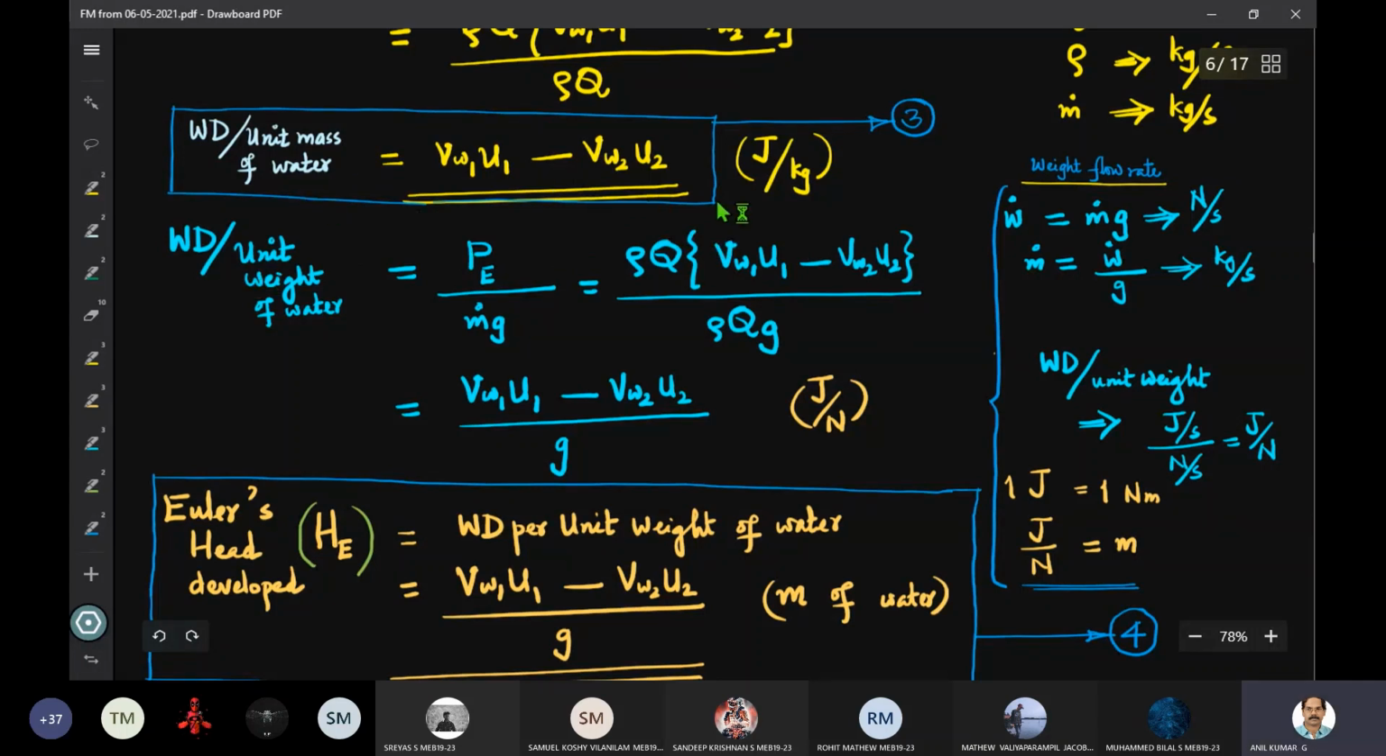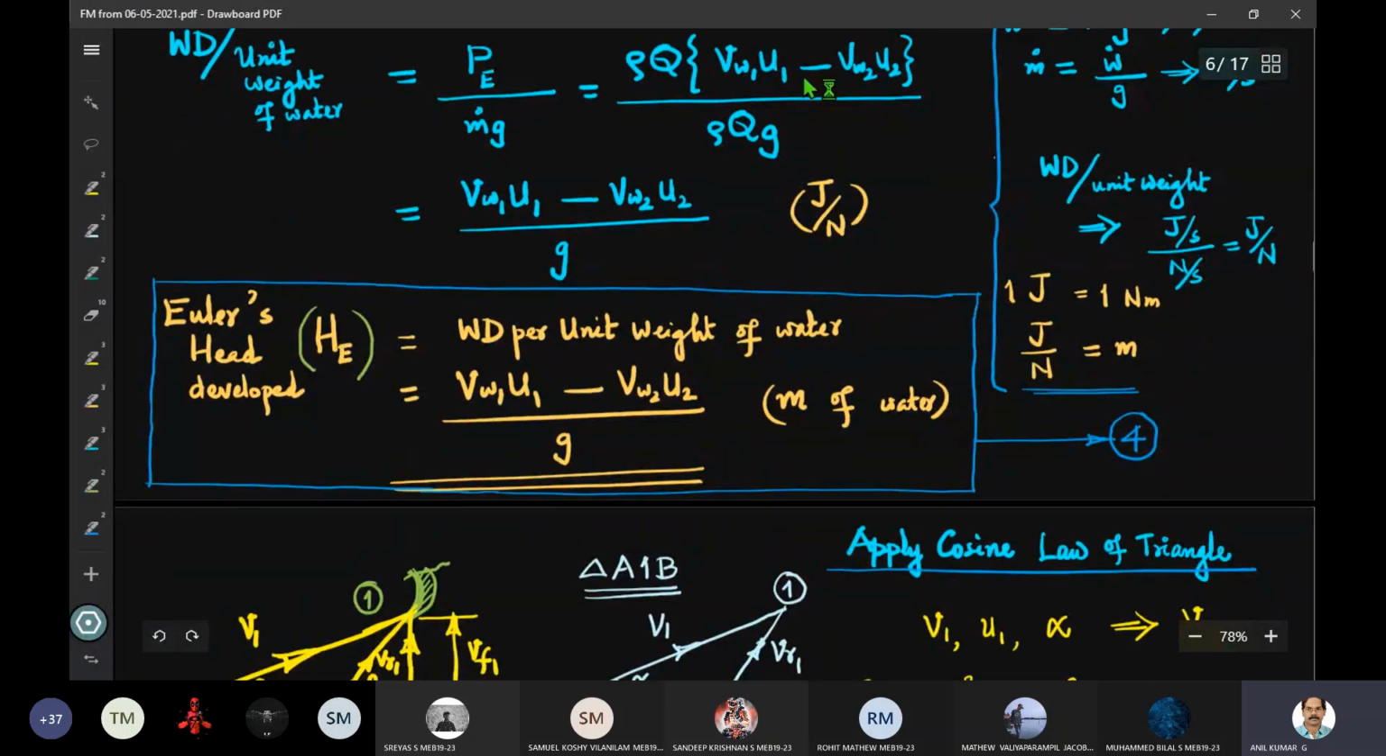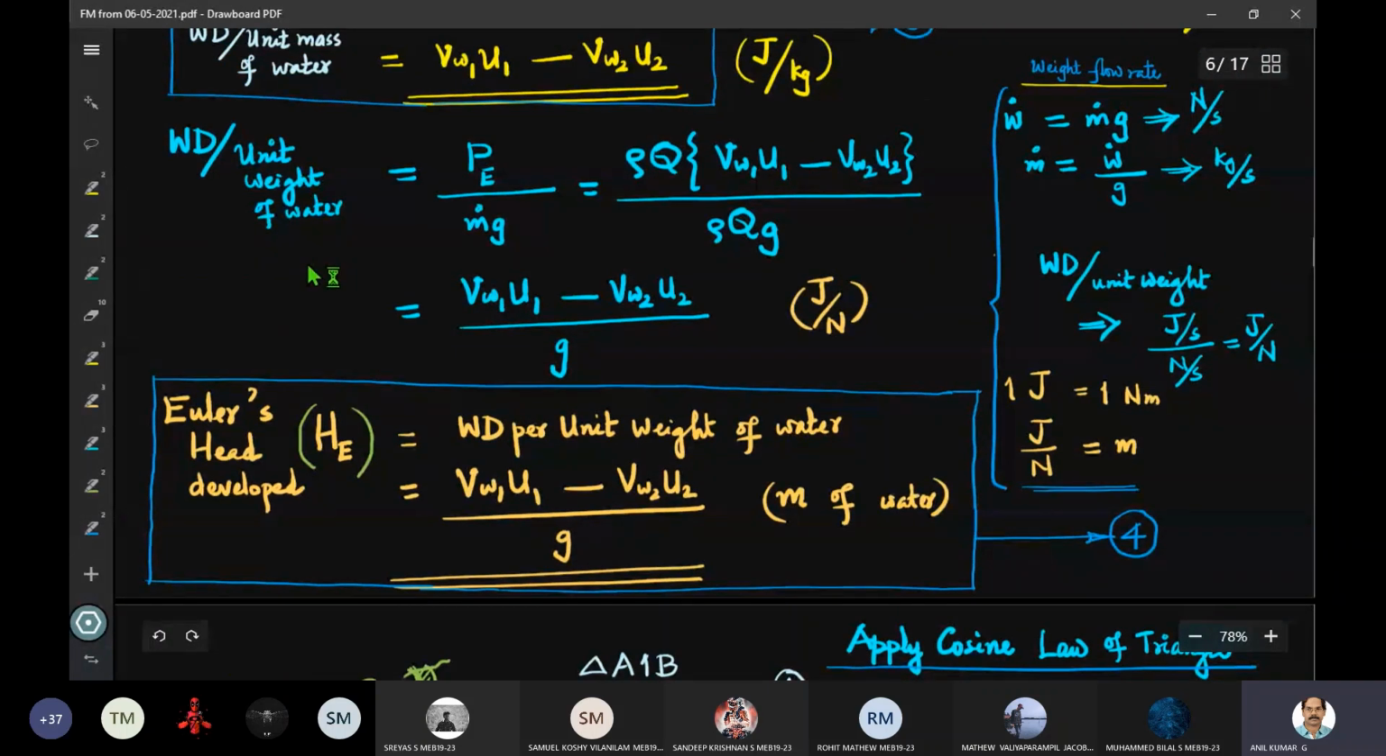So negative of that. So that much joule per kg. Please take care of the units. So work done per unit weight of water. Instead of dividing the Euler power by the mass flow rate, you divide it by the weight flow rate. What is weight flow rate? So weight flow rate W dot is equal to mass flow rate multiplied by gravitational acceleration.